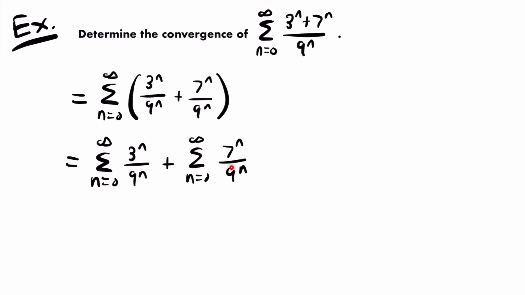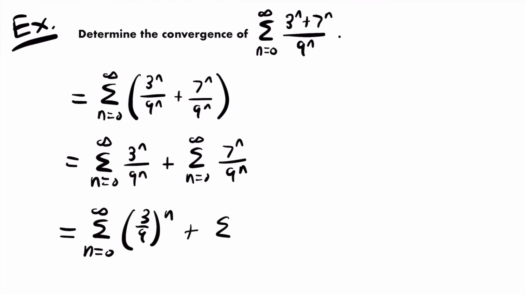All right, so now we have 2 different series to work with. And it looks like both of them are geometric series. All we have to do is rewrite them just a little bit. Both the numerator and denominator in both series are raised to the power of n, and so we can just take that whole fraction to the power of n. So we'll have that this is equal to the sum from n equals 0 to infinity of 3/9 to the power of n plus the sum from n equals 0 to infinity of 7/9 to the power of n.